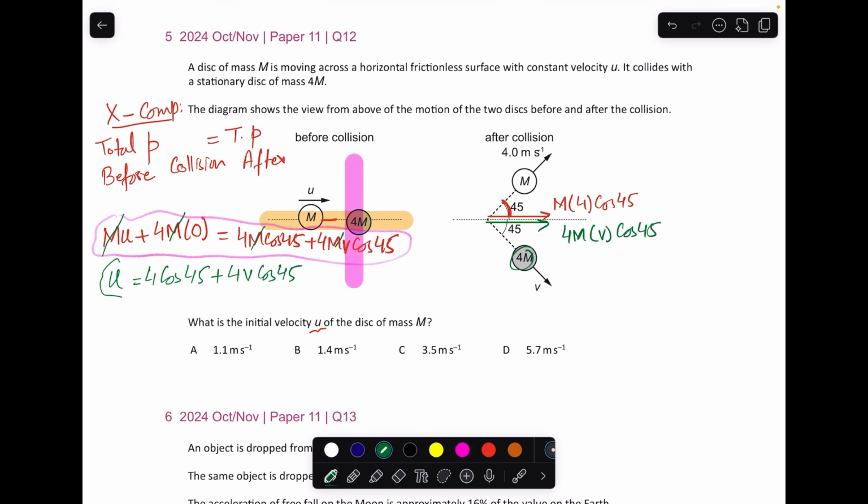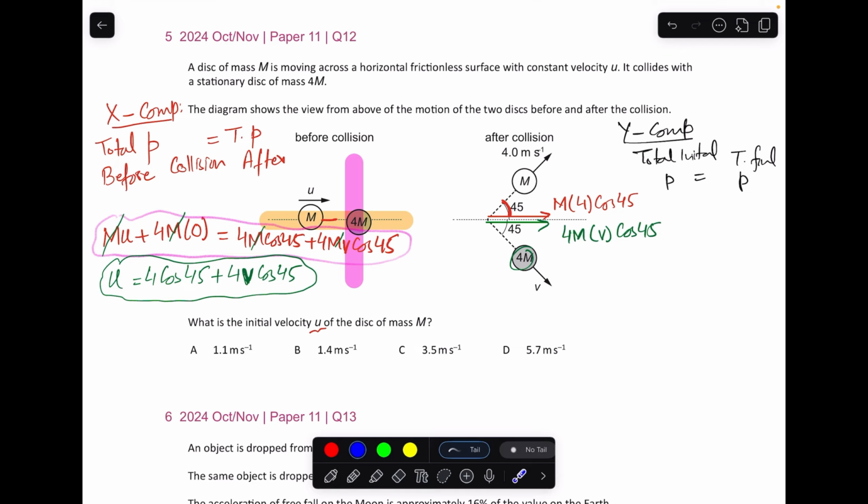So here we have another challenge. We don't know the v, this velocity. So what we can do is make another equation. Let's solve it for the y components. Same, total initial momentum must be equal to total final momentum, right? If you see, initially there is no momentum in the y-axis, so initial is zero, right?